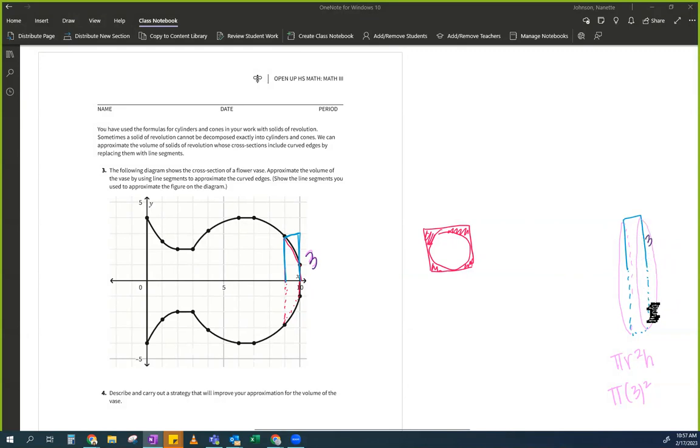And then if you picked up that cylinder and you looked at it, you would see that the radius of that, again, radius is from center to edge, is going to be 3.